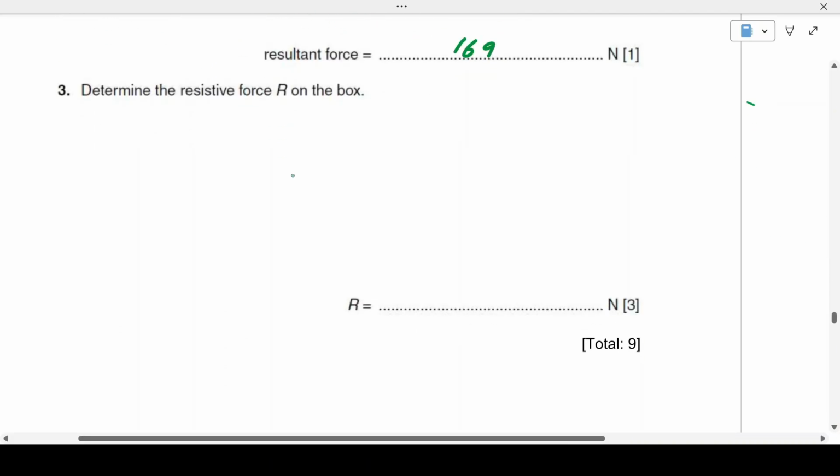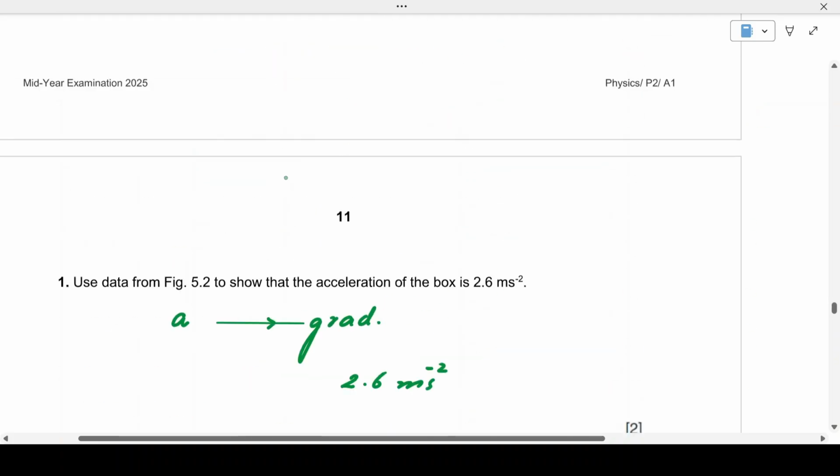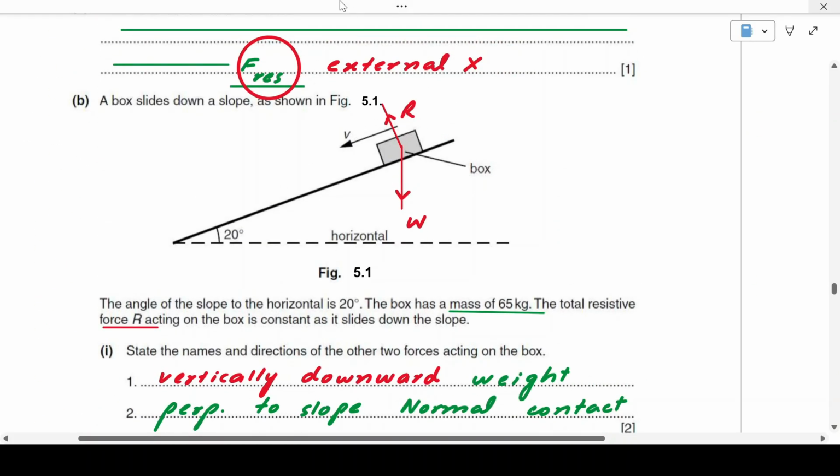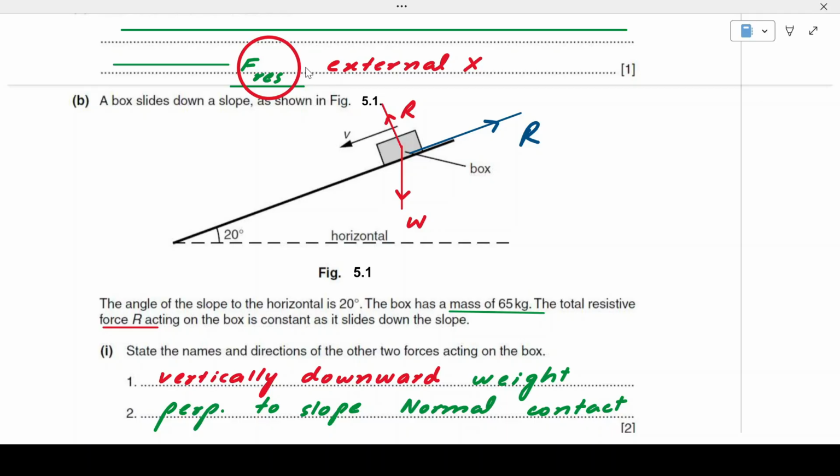Determine the resistive force R on the box. Okay, so the box is sliding downward. It means the resistive force is up the slope. Box is moving down the slope, so the resistive force is up the slope. And we can resolve the weight into components like we always do in these kind of questions. So the one down the slope would be W sine theta, and this one would be W cos theta, or you can call it mg sine theta or mg cos theta.